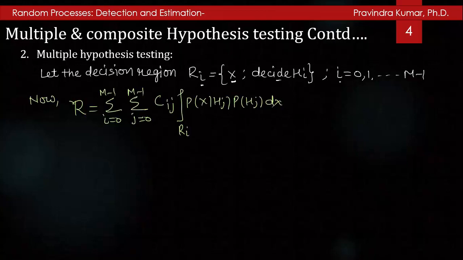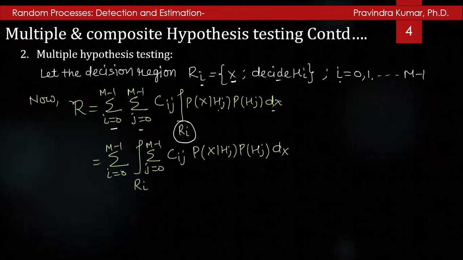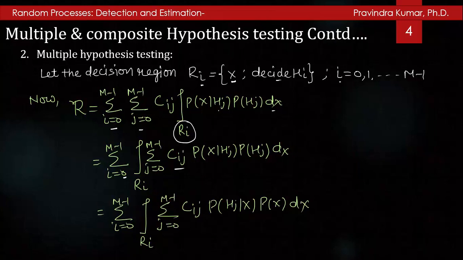Now the Bayes risk will be the summation over i from 0 to M minus 1 and j from 0 to M minus 1 of Cij, the integration over Ri of the probability of x given Hj and the probability of Hj, dx. From here you can write the summation over i from 0 to M minus 1 of the integration in the region Ri, of the summation over j from 0 to M minus 1 of Cij, the conditional probability of x given Hj and the probability of Hj, dx. You can also write this as the summation over i of the integration in region Ri, of the summation over j of Cij and the conditional probability of Hj given x and P of x, dx. This is from the Bayes rule.